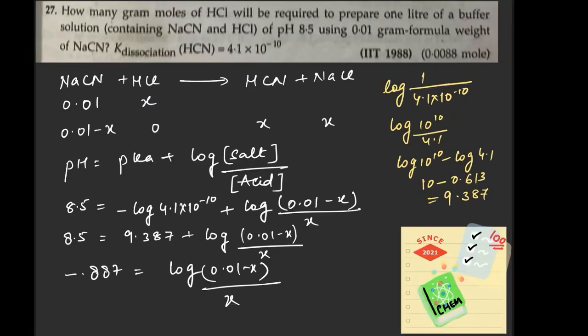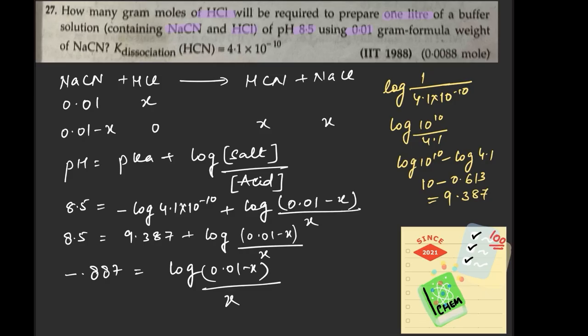3.824. How many gram moles of HCl will be required to prepare 1 liter of a buffer solution containing NaCN and HCl of pH 8.5 using 0.01 gram formula weight of NaCN?